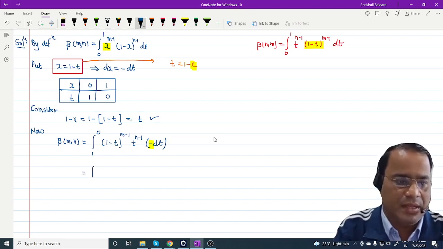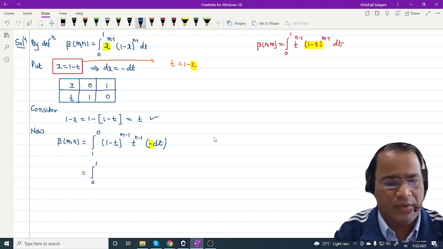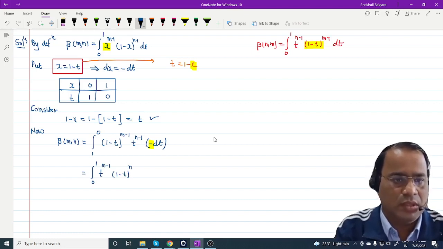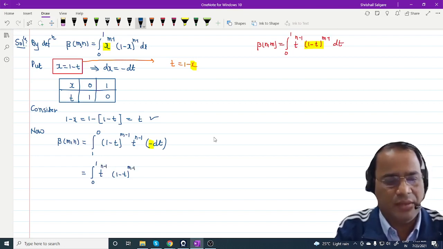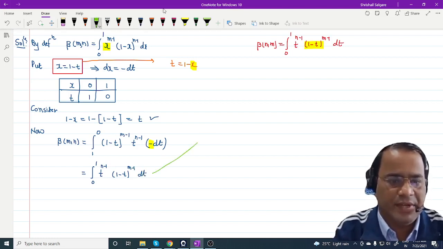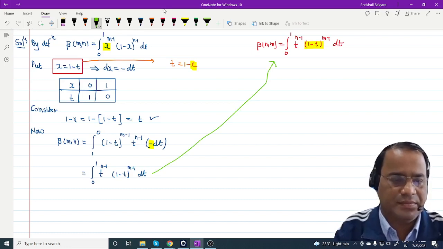Now this negative sign I will absorb to change the limits of the integral. This is given by the integral 0 to 1, and I will alter the terms. That can be written as t raised to n minus 1 into 1 minus t raised to m minus 1 dt. And if you refer to the second definition, what does it define?